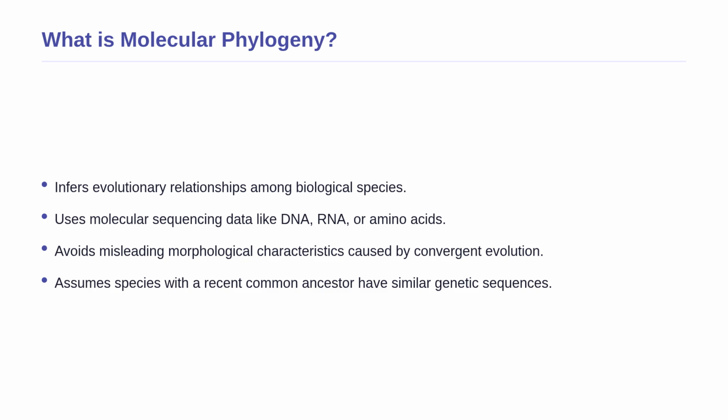By aligning these sequences and measuring the statistical differences between them, computational algorithms can reconstruct the historical pathways of evolution. The fundamental assumption here is quite intuitive. Species that share a more recent common ancestor will naturally have more similar genetic sequences than species that diverged a much longer time ago.